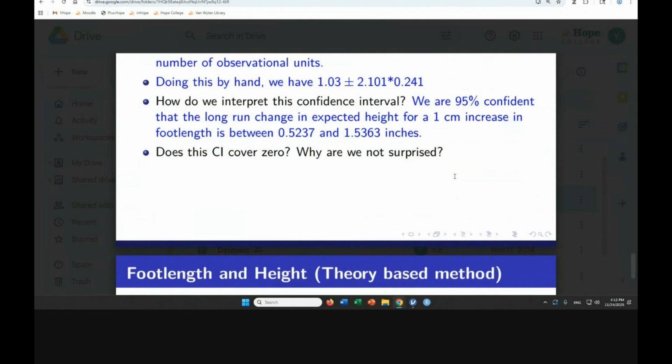That's beta. This is a CI for beta. Beta is the long run change in expected height for a 1 cm increase in foot length. And we are saying we are 95% confident that beta is between these values. Do you notice? Does this CI cover 0? No. Why are we not surprised? This is a CI for beta. Did we reject the null hypothesis earlier? We did. What does the null say? The null says beta is 0. We threw it away. So we are saying that no, beta is not 0. And that is why the CI did not cover 0.